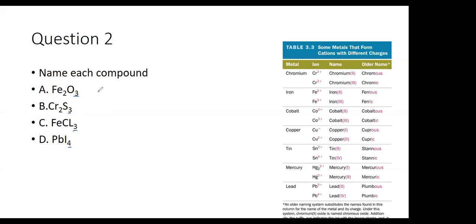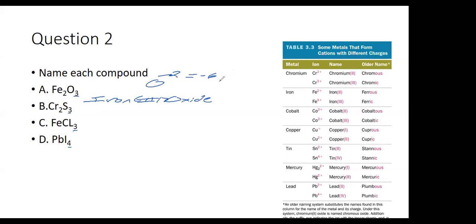So let me try to do this with pen. Iron 3 oxide. Another way you can do that. That's not the only way. Actually, that's not the way I do it. And the way I do it is probably a little more complicated for you, to be honest. But the way I do it is that I know oxygen has a minus 2 charge, right? And I know there's three of these. So overall, my oxygens are contributing minus 6.